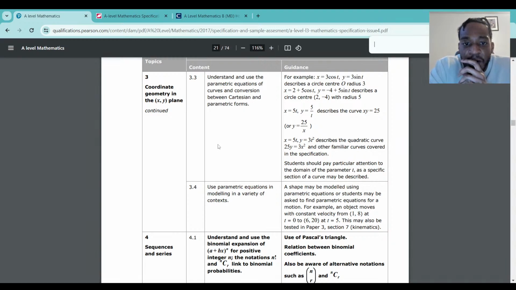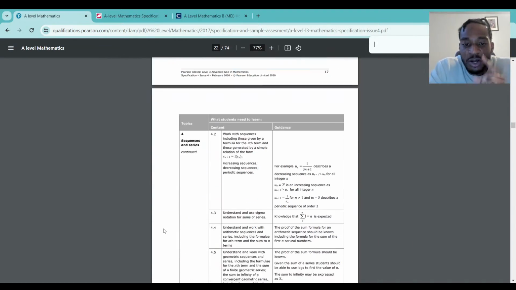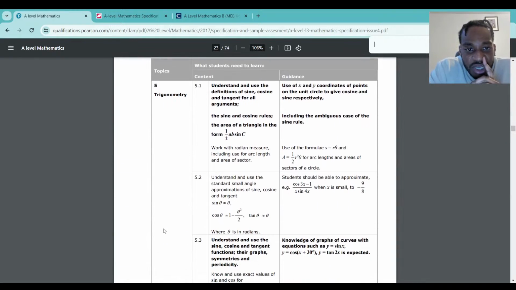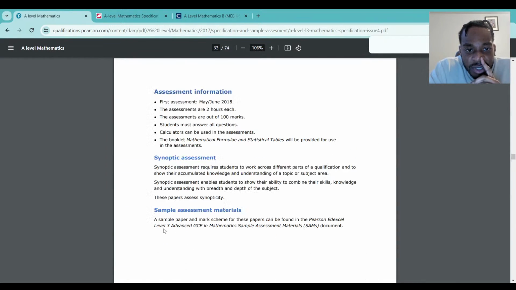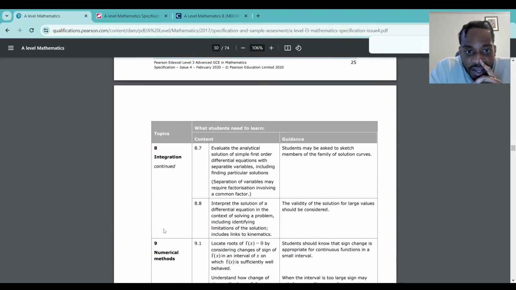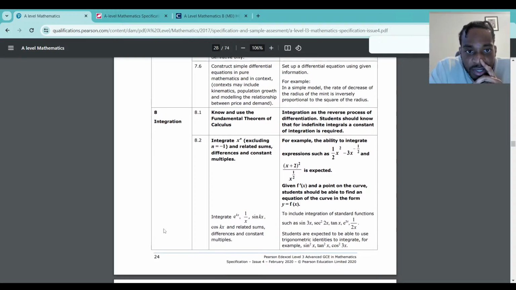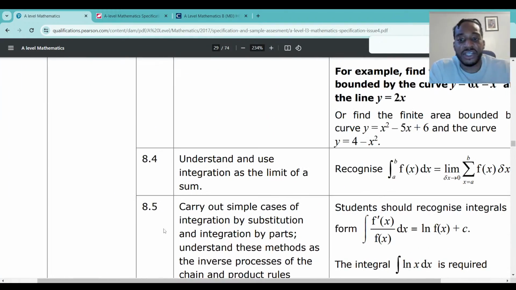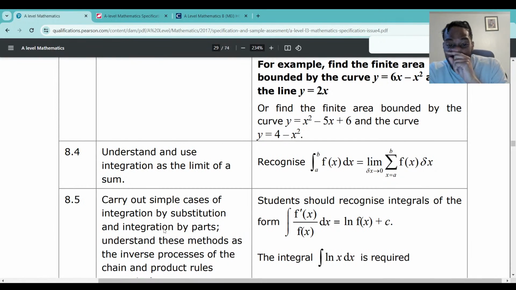Ah, but remember, integration as a limit of a sum. I did it on my TikTok the other day. Just make sure that you know that. I'm trying to see if I can find it. I think it's 8.3, no? Yeah, found it. Brilliant. This right here. Can you see? I did a TikTok on this the other day, and it can come up. Don't let it trip you up.